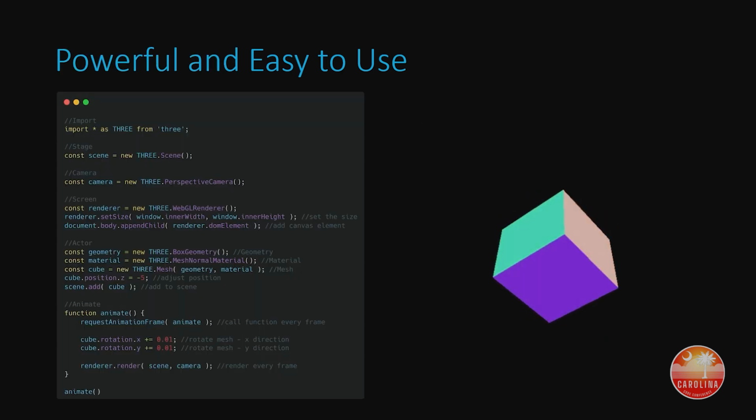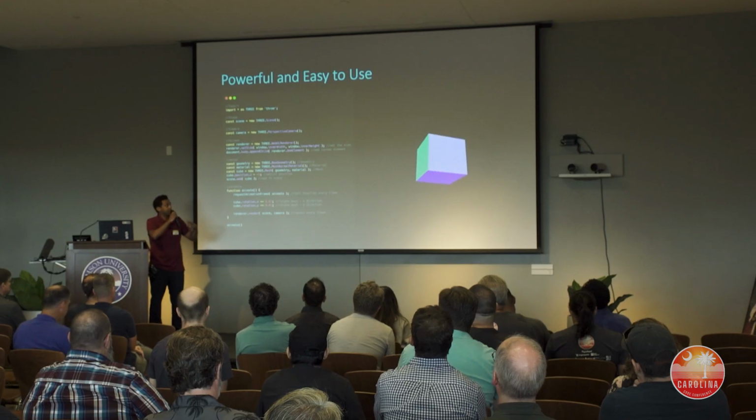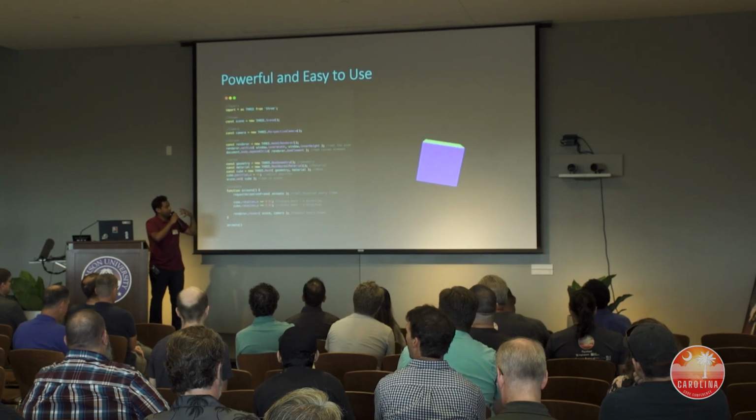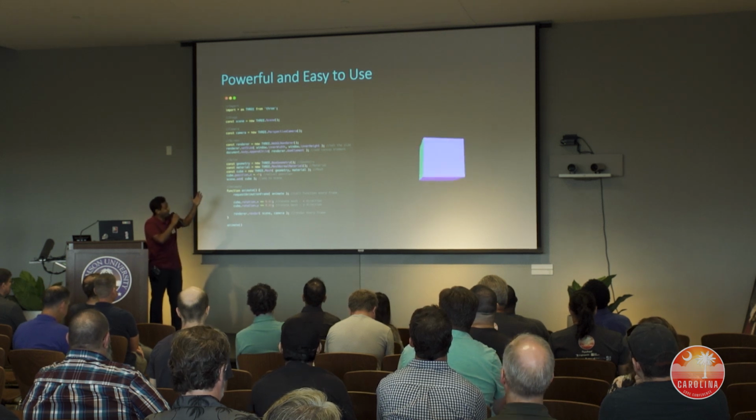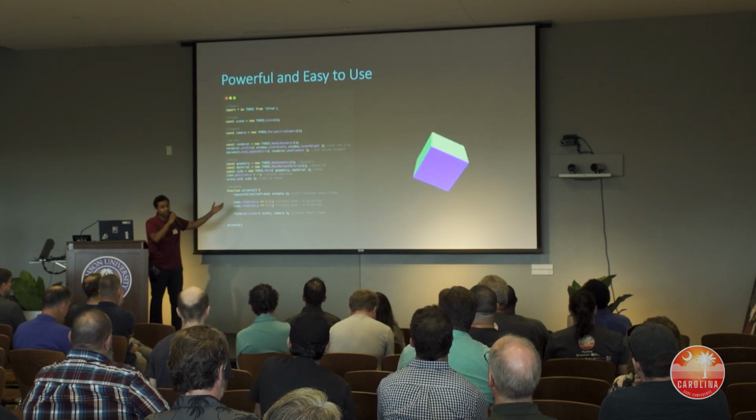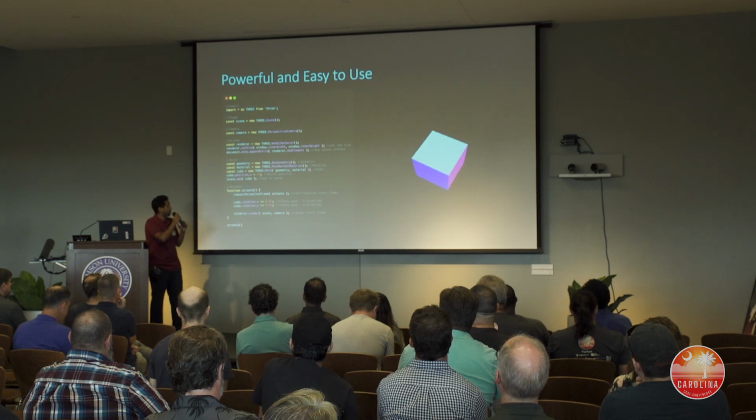So this is a hello cube, and this is the code for how to make it. You import the library first, and you have your scene, which is basically your stage, and everything in your 3D app goes in your scene. And you have a camera, and right here it's a perspective camera, and there's lots of cameras to choose from.